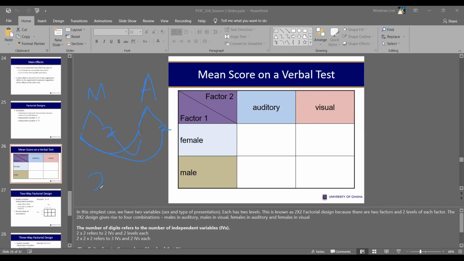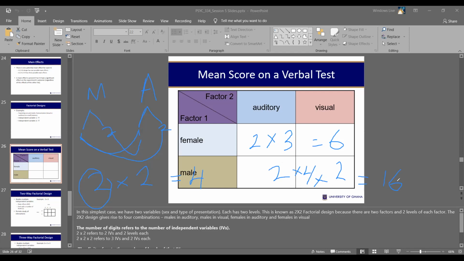For us to get the interaction effects for a 2x2 factorial design, we multiply the number of levels that we have. So 2 times 2 is 4. So with a 2x2 factorial design, we have 4 interaction effects. If it is 2x3, then our interaction effects will be 6, because you multiply them. If it is 2x4x2, then our interaction effects will be 16, because we multiply all of them.